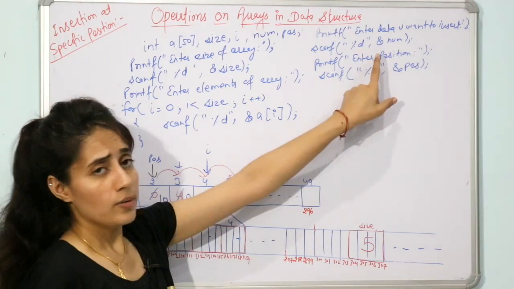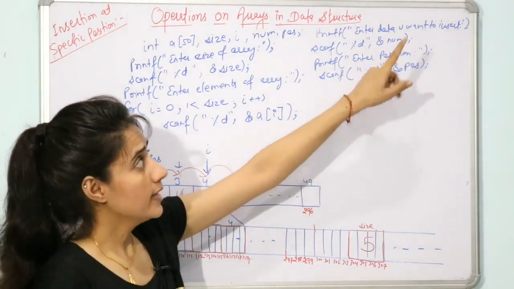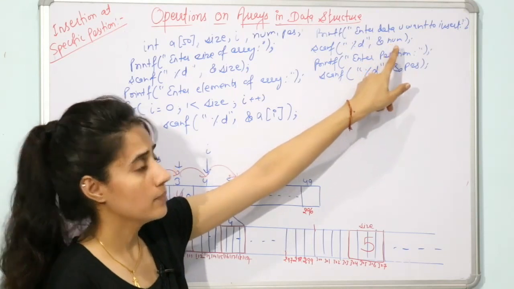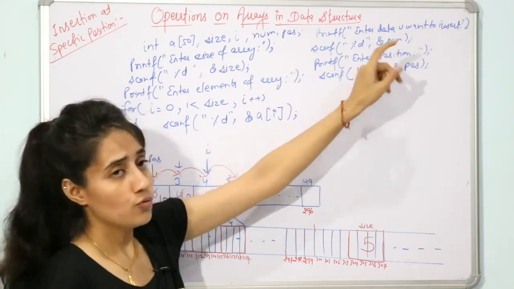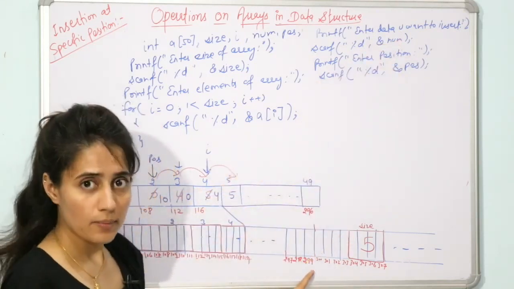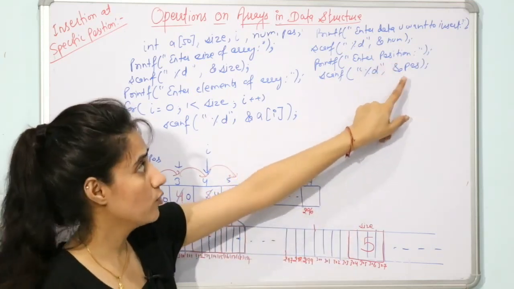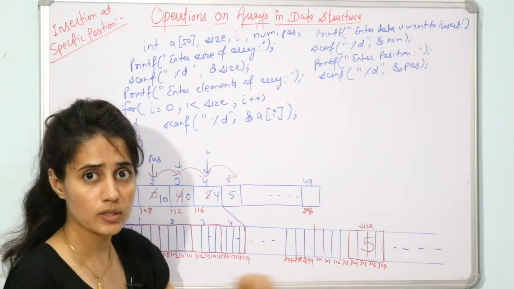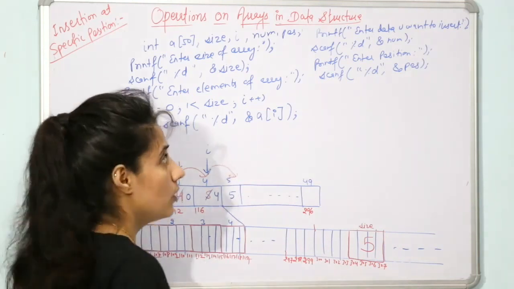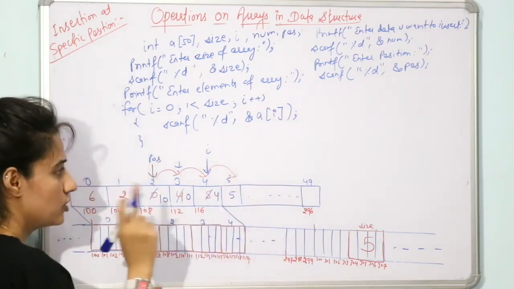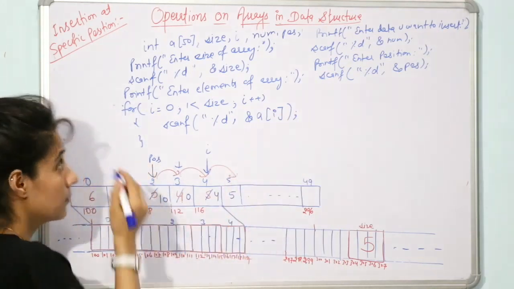So these two more inputs you will take from the user. Enter data you want to insert, that is scanf %d address of num. For num also 4 bytes is to be allocated in the memory, and enter the position at which you want to insert, and for position also 4 bytes is to be allocated in the memory. Now you have number also, you have position also. Suppose number is 10 and position is 3.